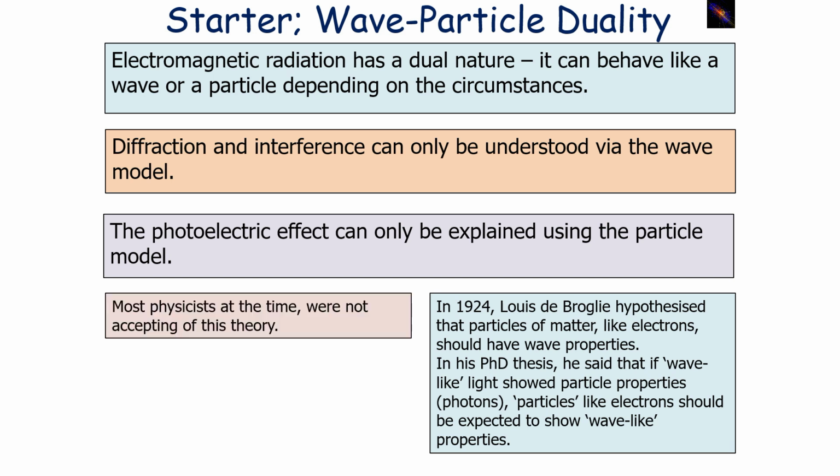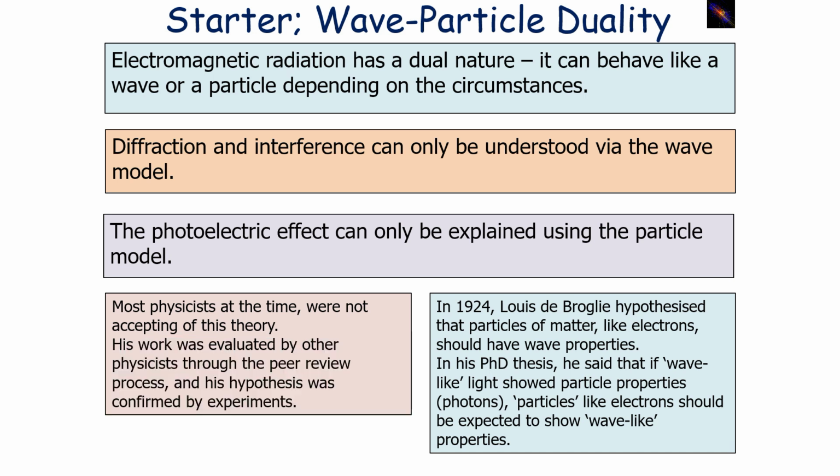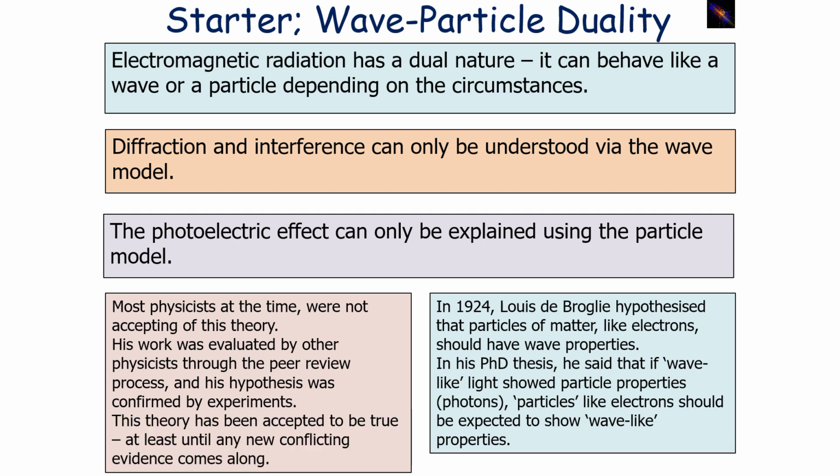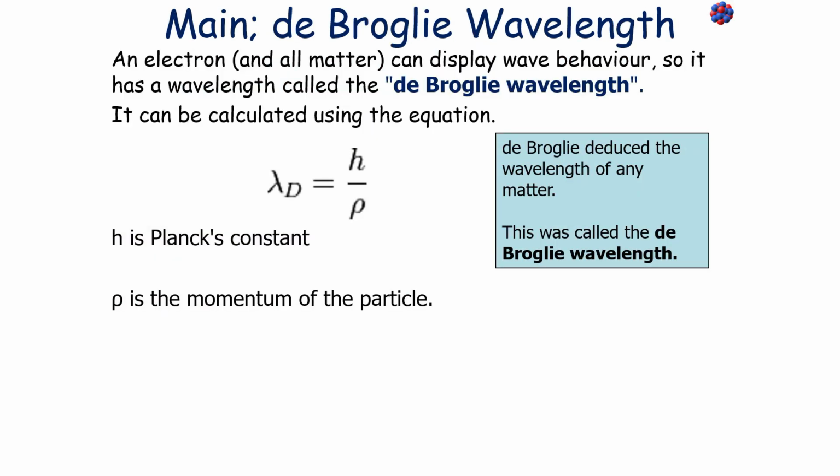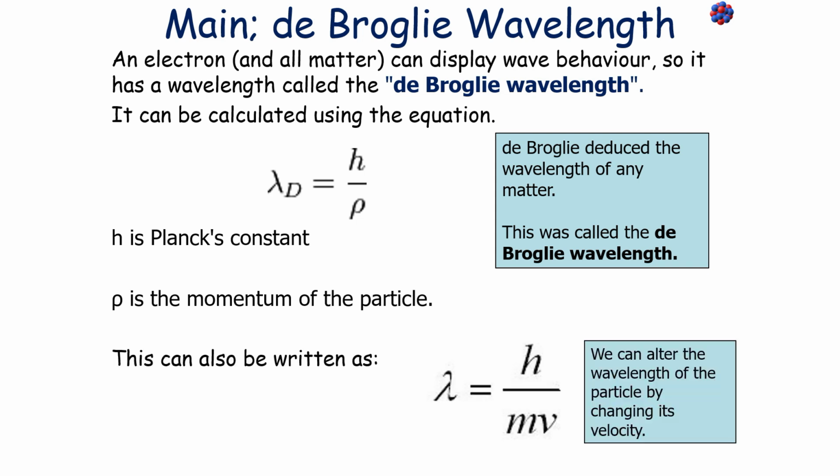Now, most physicists at the time were not accepting of this theory, but over time his work was evaluated by peer review and his hypothesis was then confirmed by experiments. So this theory has now been accepted to be true unless any new conflicting evidence comes along. So de Broglie's work is an example of how the knowledge and understanding of our nature of matter has changed over time. So all matter can display wave behavior, so has a wavelength called the de Broglie wavelength, which is equal to h over p, the Planck's constant over the momentum.